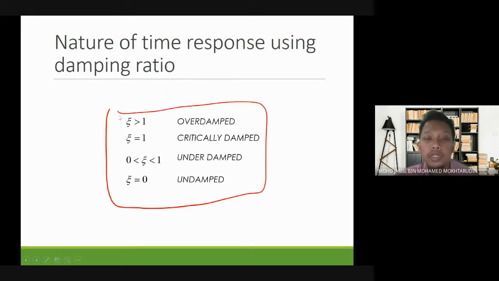Later on we will see some tutorial on how to find damping ratio and determine the nature of the time response.